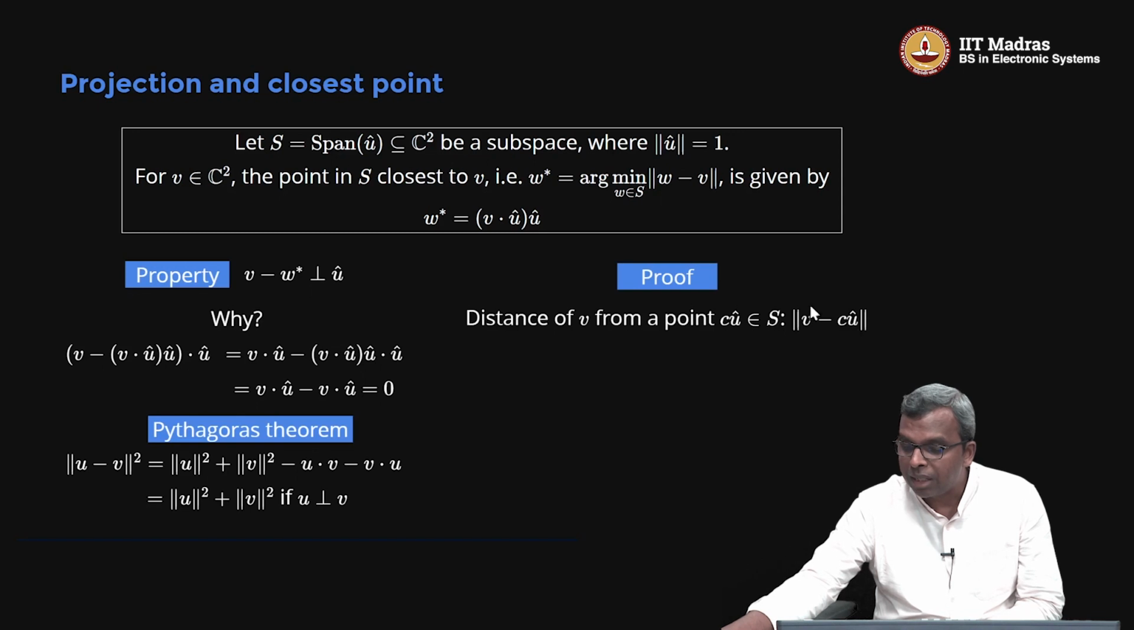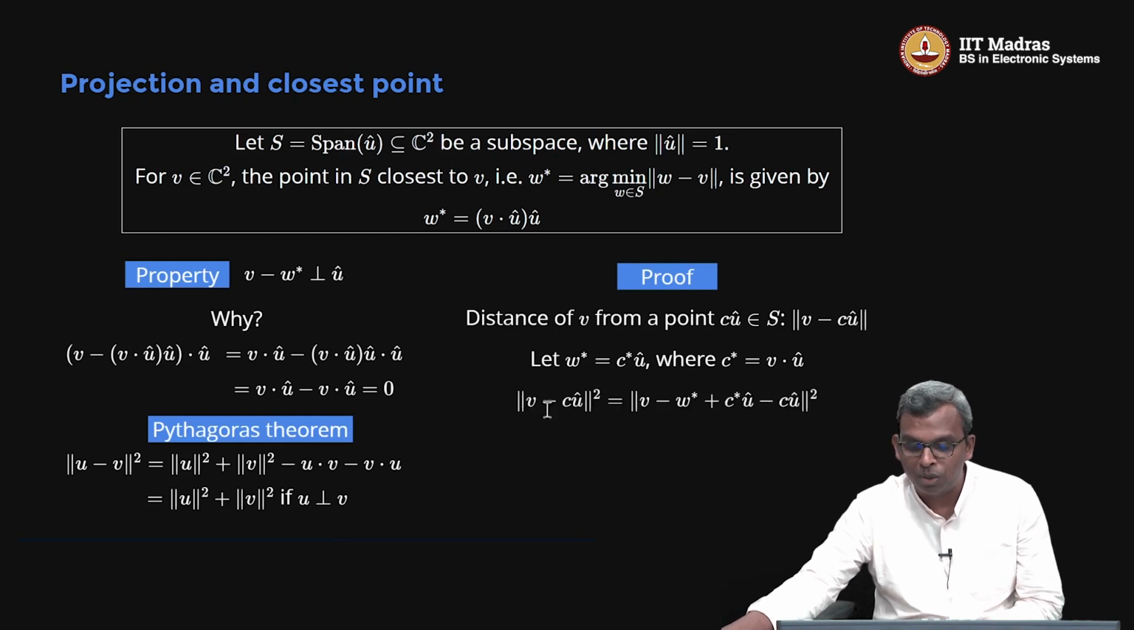Now, I am going to do something here without changing anything. How do you do something without changing anything? This is what you do. You take this W star, let us say it is C star into U cap, where C star is V dot U cap. So this is our C star. I am going to change this distance without really changing anything. Basically, I take this V minus C U cap, I subtract W star from it, and then I add it back again.